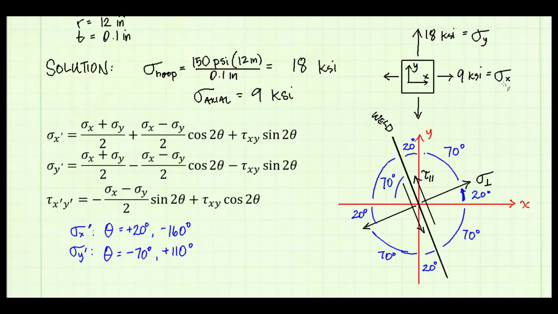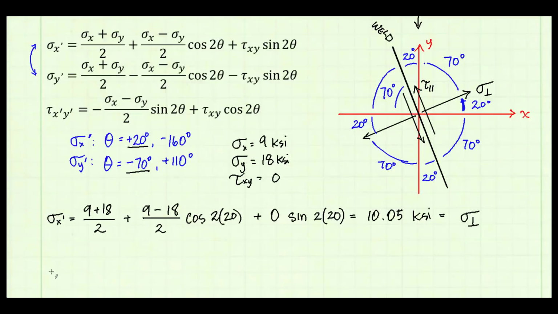If I input sigma x and sigma y from our starting stress element and either 20 degrees or negative 160 degrees in the sigma x prime equation, I'll get the value for the normal stress. I'll get the same value if I use the sigma y prime equation, except use negative 70 degrees or positive 110 degrees. So in other words, the sigma x prime and sigma y prime equations are interchangeable. Using the sigma x prime equation, I plug in the stress values from our starting state of stress, and I'm going to use the angle theta positive 20 degrees.